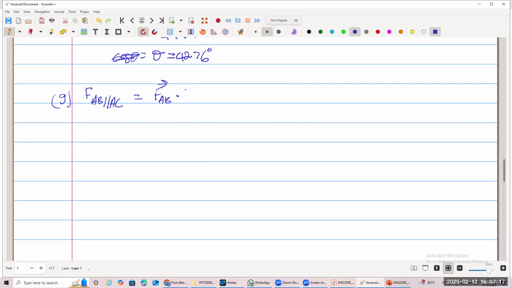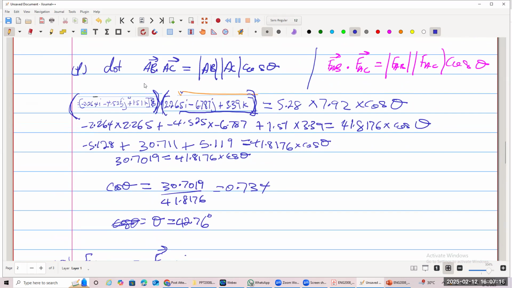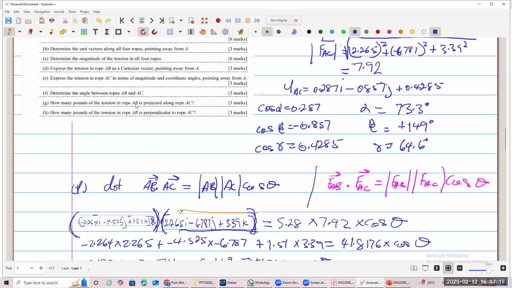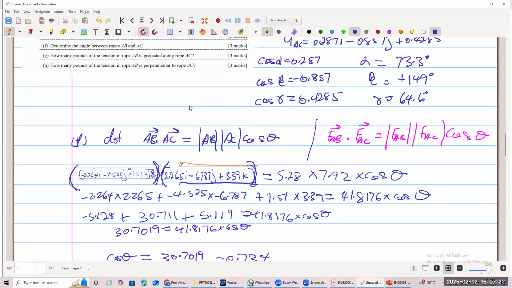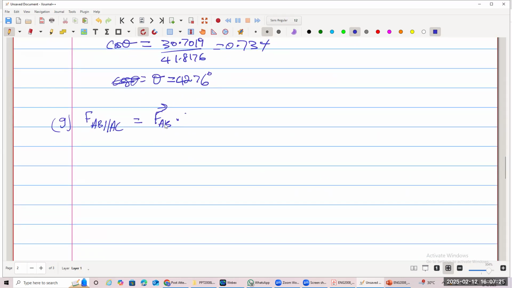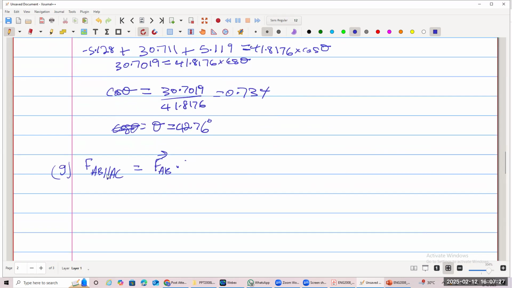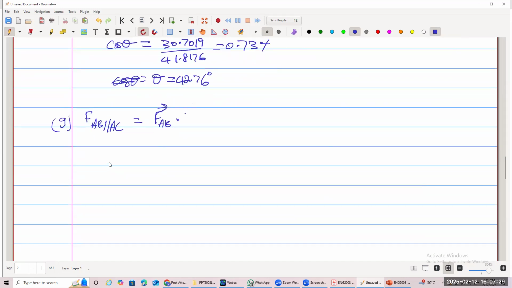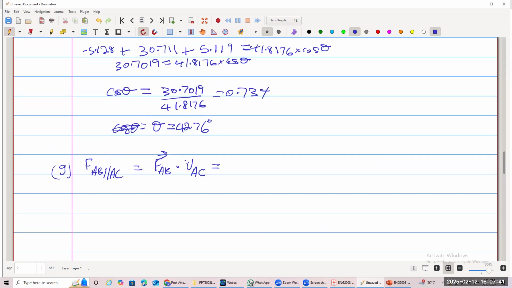dot. So it's always going to be the force that is projected onto. We use the unit vector. So the force AB is projected onto AC. So you use the force of AB and you use the unit vector of AC. So the line that it is projected on, you use the unit vector, which is UAC, right? So you multiply the force by the unit vector of what you're projecting on.